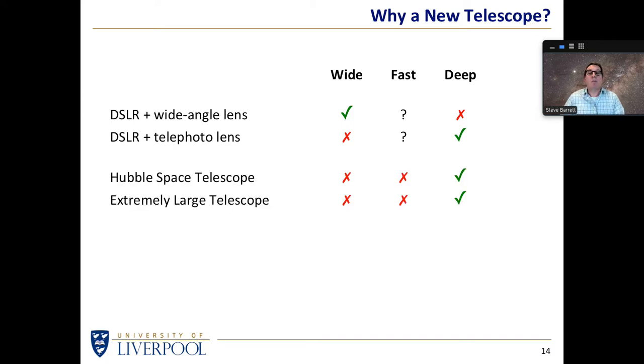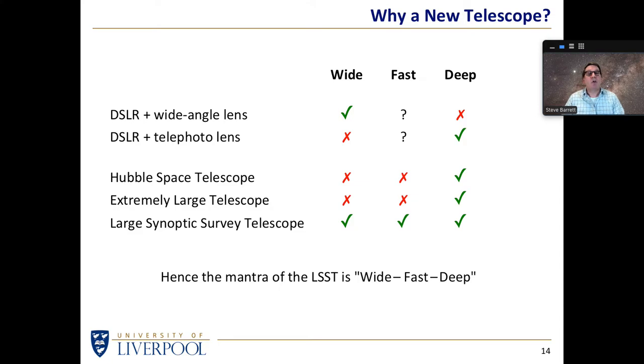We've just seen that the Hubble Space Telescope and the Extremely Large Telescope, as just two examples, are very deep in the sense that they can look at very faint objects, but they're not particularly fast. The exposures can't be really short because the optics aren't fast. And the field of view of both of these telescopes is going to be very restricted, so they're not wide angle. The LSST should tick all three boxes, which is why the mantra of the LSST project is wide, fast, deep. Large chunks of sky, very quickly, getting very faint objects caught in each image.